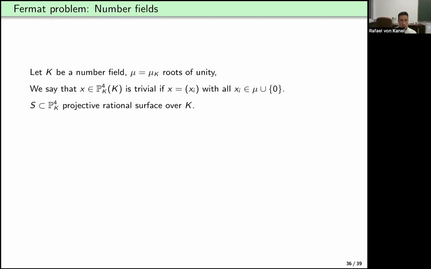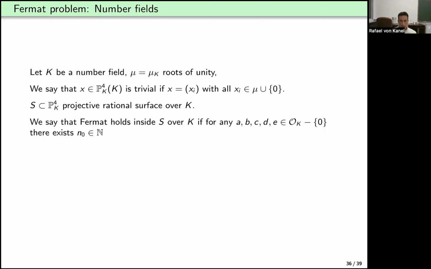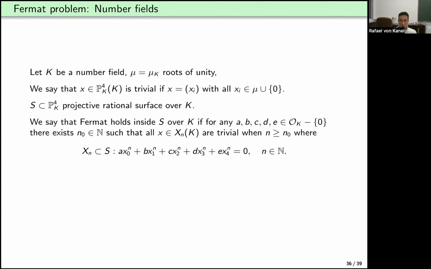Then we take again S, a projective rational surface over K inside P4. And then we say that Fermat holds inside S over K if for any choice of non-zero coefficients A, B, C, D, E in OK, where OK is the ring of integers in K, there exists such an N0 that all K-rational points of Xn are trivial when N is greater or equal than N0. And here Xn is just defined inside S, given by this Fermat equation.